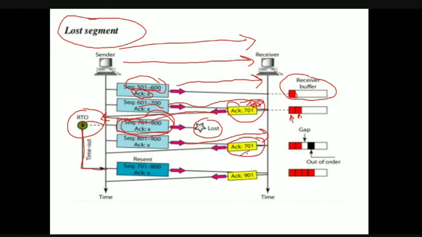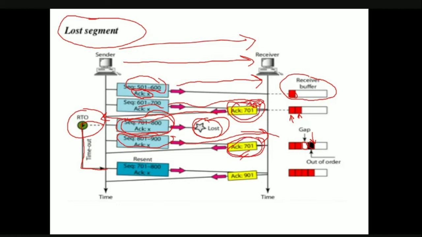It is still sending the acknowledgement for the 701st segment only. Why? Because this has actually been lost. Sequence numbers 801 to 900 it received, and it filled that in here. But it is out of order, because it is expecting the third part, but it got the fourth part. So this is an out of order segment. For this reason it is going to send the acknowledgement for 701 only.